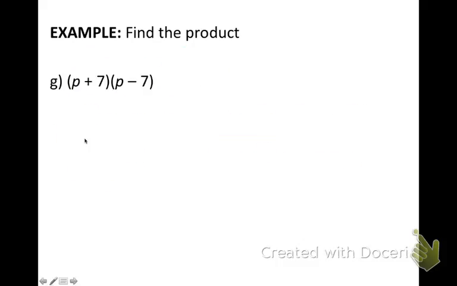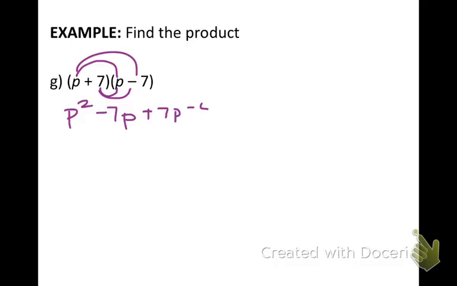So now let's do special products. What happens in this scenario? When we have the same terms, we have a p and a 7, but the signs are different in between. Right? The middle terms are going to cancel out. Do you guys see how that happens? So if we go ahead and FOIL or double distribute, p times p is p squared. I don't know why I just wrote an r. P squared minus 7p plus 7p minus 49.